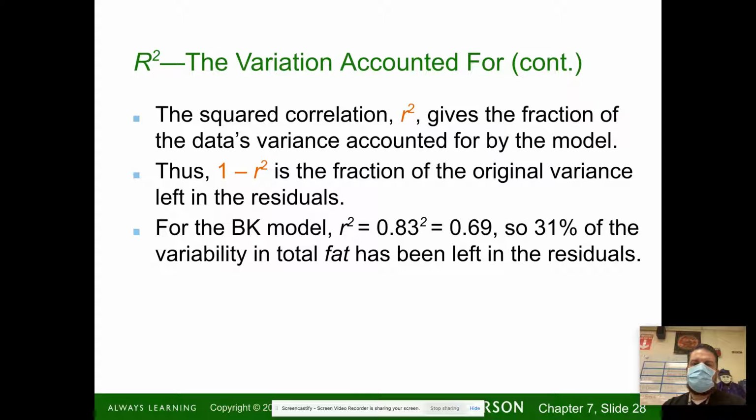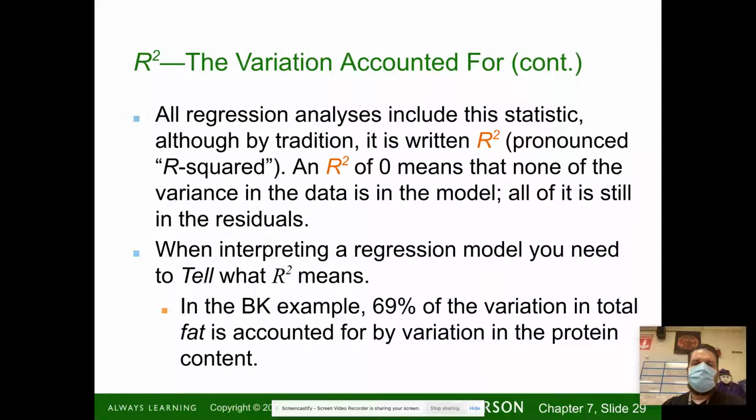The squared correlation, R squared, gives the fraction of the data's variance accounted for by the model. 1 minus R squared is the fraction of the original variance left in the residuals. So for the BK model, R squared is equal to 0.83 squared, or 0.69. So the 31%, which is the complement of 69%, of the variability of the total fat has been left in the residuals. All regression analyses include this statistic, although by tradition it's written as R squared.